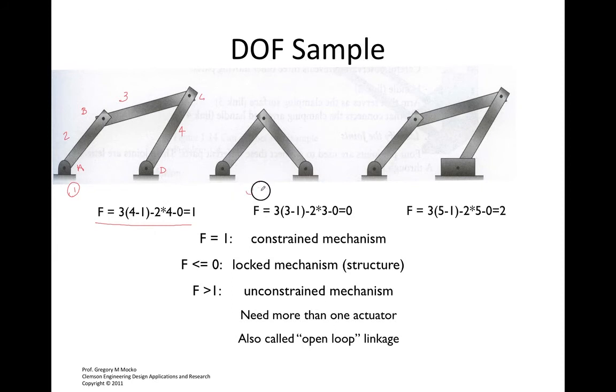In this case, we've got 1, 2, 3, A, B, C. So 3 times 3 minus 1, minus 2 times 3, minus 0 higher order joints. This is a truss structure. And finally what we have is 1, 2, 3, 4, 5, and then A, B, C, D, E. So 3 times 5 minus 1 minus 2 times 5 minus 0 higher order joints is equal to 2. So unconstrained or open loop mechanisms.